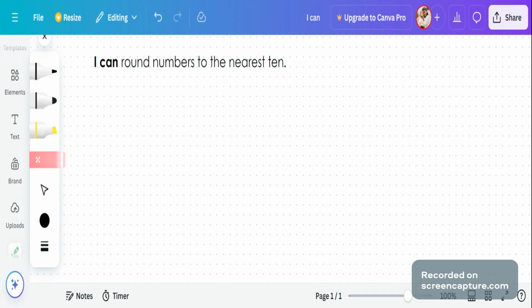We're going to be moving into a new skill, and that is going to be rounding. This is something that we've seen before. This is not our first time that we've seen rounding. We're going to go ahead and read our learning goal. I'm going to say it, and you're going to repeat after me.